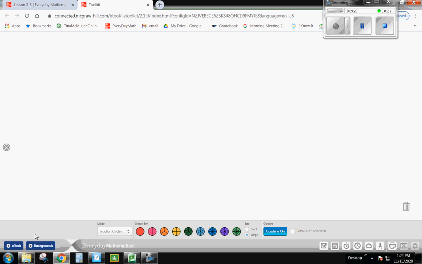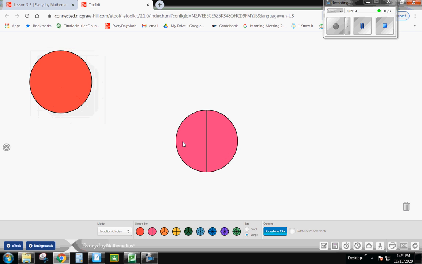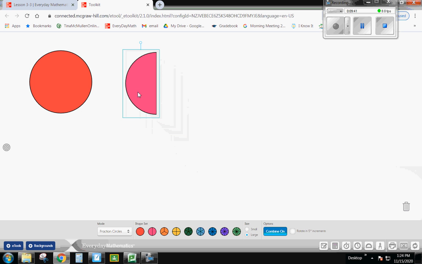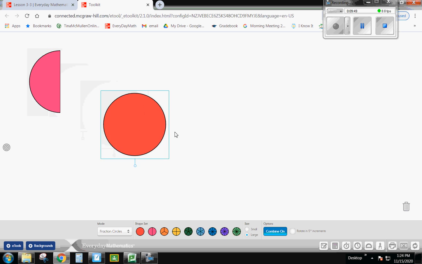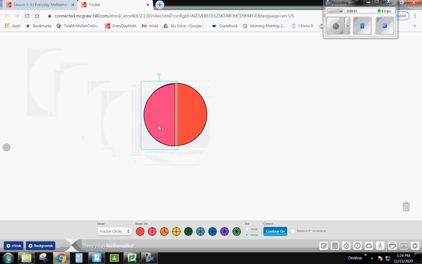All right, so the first thing is we're going to find fractions that equal 1/2. So we're always going to pretend for this that this is our whole, and so my half would be one of these pink fraction circles. So I'm going to get rid of the other pink fraction circle, and I'm going to come up with as many different fractions that equal 1/2. Okay, so I'm just going to go ahead and bring it to the middle of my screen here.